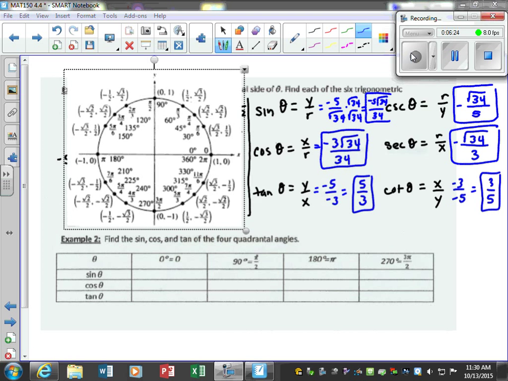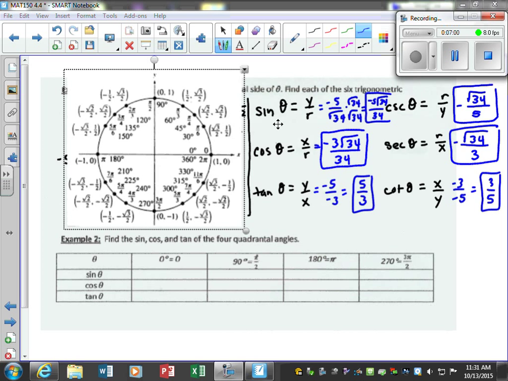Alright, so in our next example, we want to find the sine, cosine, and tangent of all 4 quadrantal angles. Okay, so our quadrantal angles are 0 degrees, 90 degrees, 180 degrees, 270, with also their radian equivalent up there. Okay, and I have my definitions right here. So sine of theta is your y value over your r value, which in this case is our unit circle. So I just gave you an image up here so we can look at it. The sine of theta is going to be y over the radius.